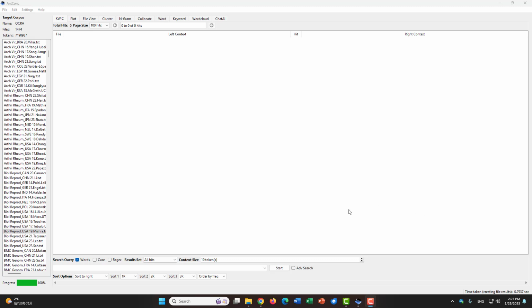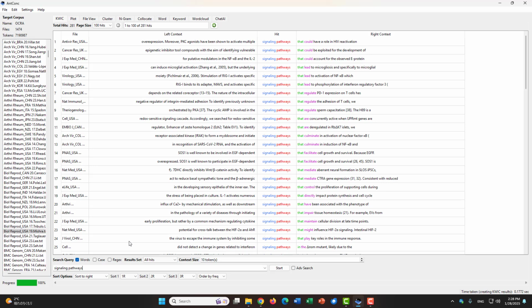One of the core functions of AntConc, and corpus tools in general, is called the KWIC function. This means keyword in context. You can search whatever you want here, one word or a phrase. I'm just going to use the phrase signaling pathways as a sample, and I'll hit enter. It returns every case of the phrase signaling pathways that's in the corpus, and we have 281 hits from this.